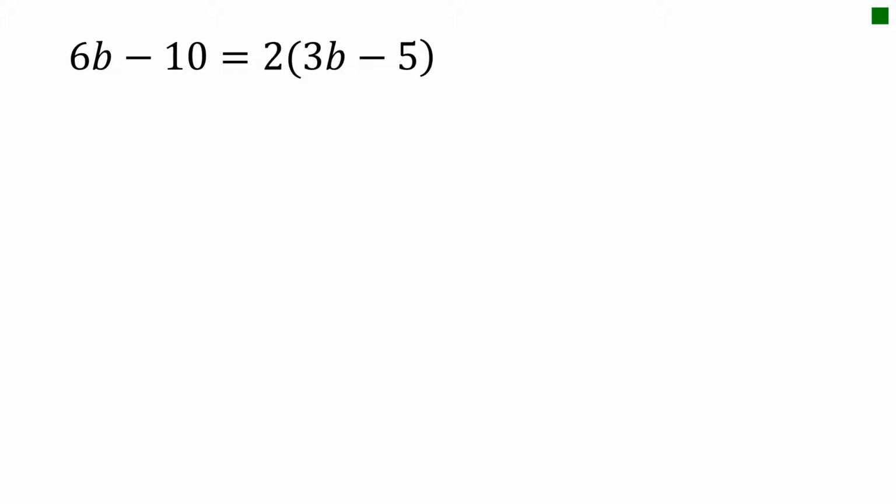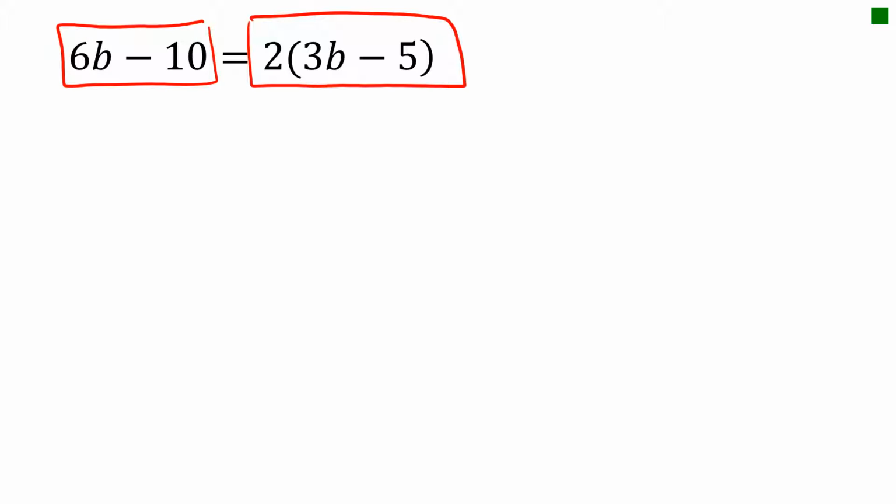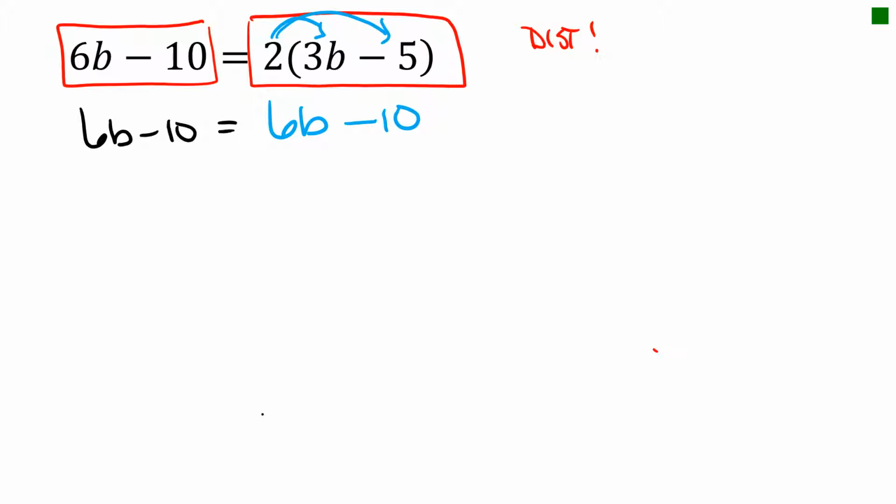Okay, on this next one, a little bit different. Left-hand side, 6b minus 10. Good, good, good. Right-hand side, bad, bad, bad. On this side, I have to distribute. So I'm going to rewrite 6b minus 10. Over here, I'm going to do my little rainbows. 2 times 3b is 6b. 2 times negative 5 is negative 10.